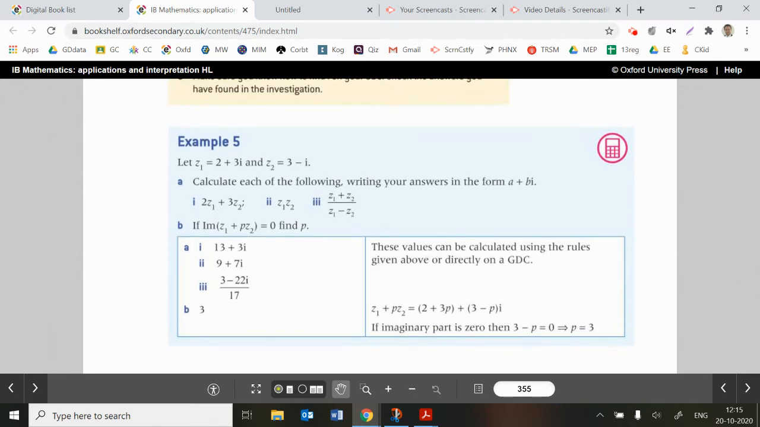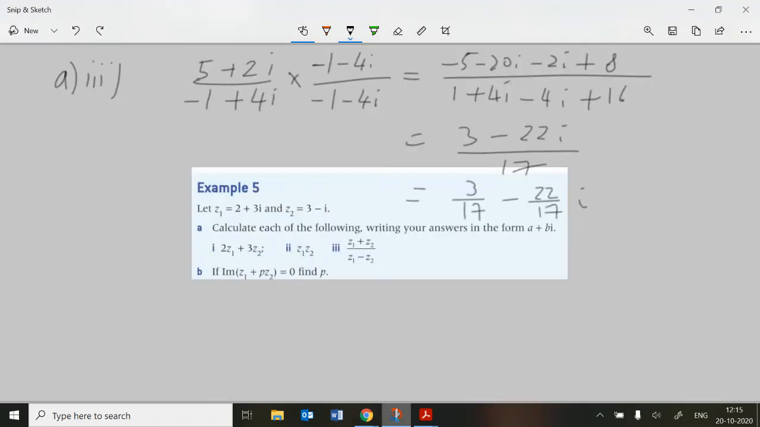Okay, so for part b in this question, we're looking at saying if the imaginary part of these two complex numbers added together is equal to 0, then find p. Okay, so let's just add these two things together to start off with. Let's come up with an expression for that. So we're looking for the imaginary part of this plus p lots of this.